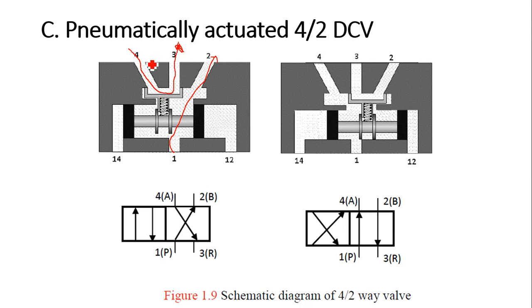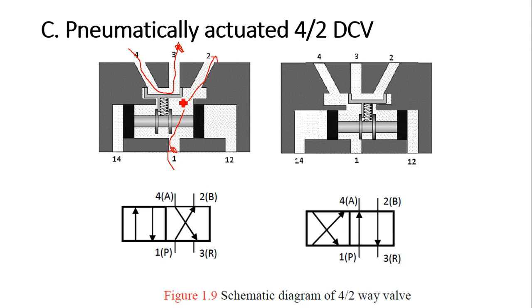Okay, 2 and 4 are working ports. So they both can act in either direction, but 3 will always be exhaust, and 1 will always be inlet. Okay, so now this is one position.